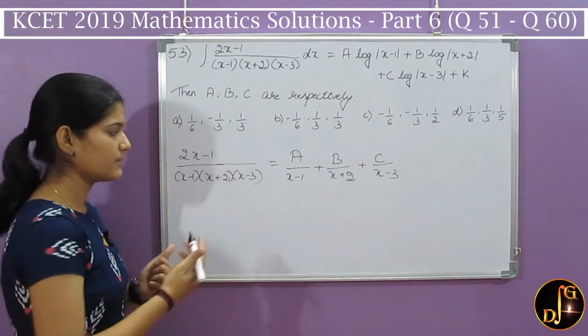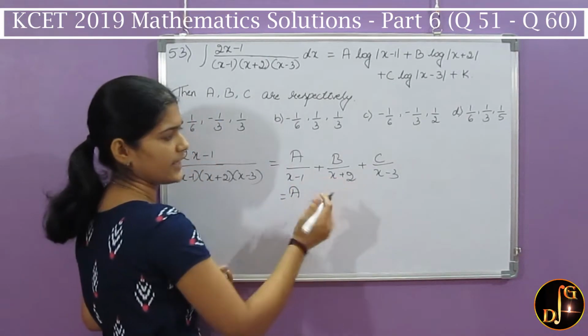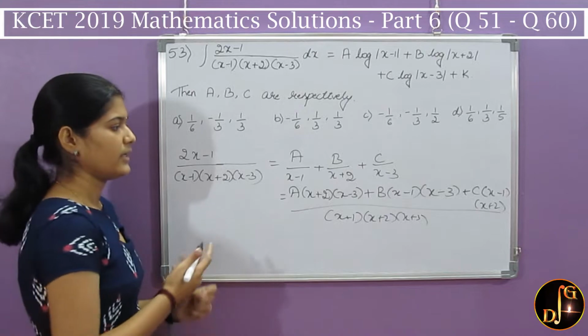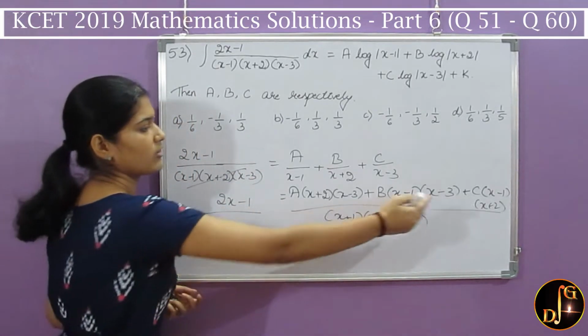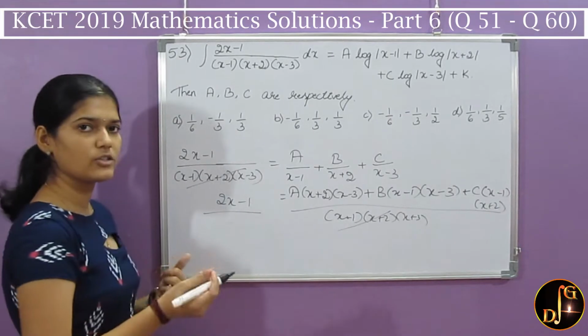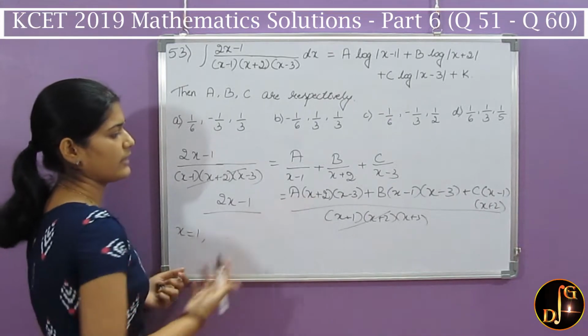How to find this? We know that we have to take the LCM, then the denominator gets cancelled, then we will get 2x minus 1 is equal to these terms. To find the values of a, b, c, we know that if we apply x is equal to 1, then we will get the value of a.